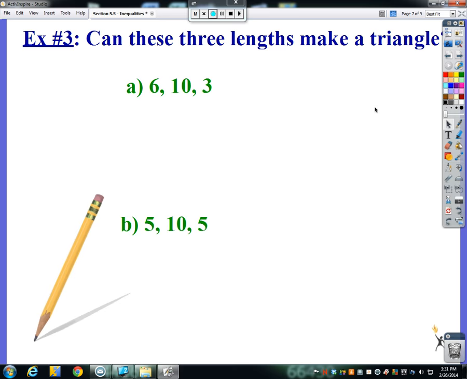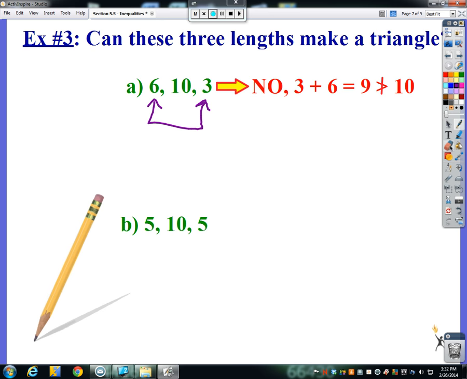So let's look at some examples. Can we make a triangle out of lengths of 6, 10, and 3? Well, what a lot of people will do will automatically look at this and go, all right, well, these two added up, that's 16, that's greater than 3, so yeah, it works. But we need to look at the two shortest sides, which would be the 6 and the 3. Do they add up to be more than the largest side? The answer would be no. 9 is not greater than 10.